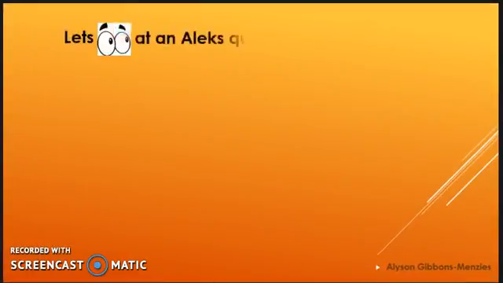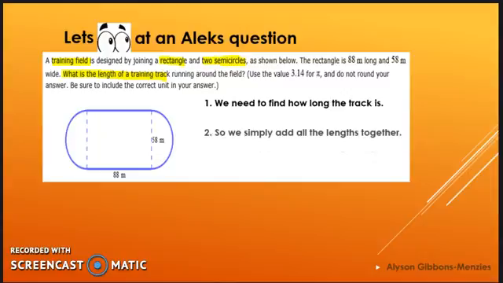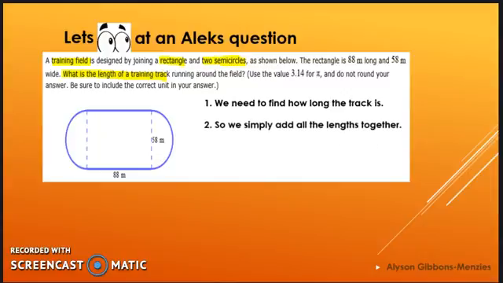Okay, let's look at an exam type question. A training field is designed by joining a rectangle and two semicircles as shown below. There are the key words that tell us we're using rectangles and circles. The rectangle is 88 meters long and 58 meters wide. What is the length of the training track? This is the key word that tells us we need to find out how long the track is. We simply add all the lengths together when we're finding perimeter. And don't forget that the long side of the training track is 88 meters.